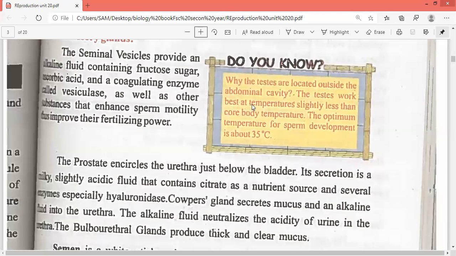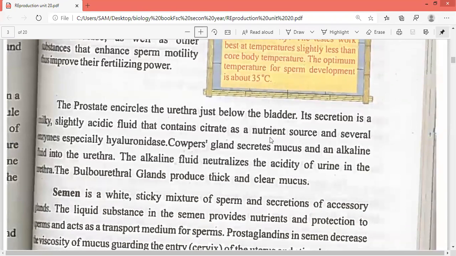The testes are located outside the abdominal cavity. The testes work best at a temperature slightly less than the core body temperature. The optimum temperature for sperm development is 35 degrees centigrade. So you have to be very careful. Usually they ask the question of why the testes are extra-abdominal.